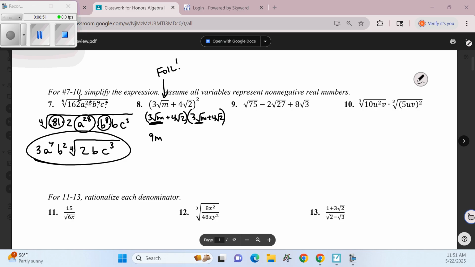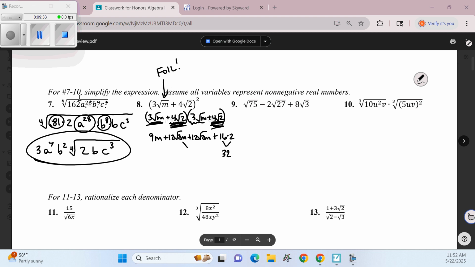For our outside terms, that would be 3 times 4 on the outside is a 12. Square roots of m and 2 are both inside the radical, so square roots of 2m. And then again, similarly on the inside, very similar situation, we have another plus 12 square roots of 2m. And then finally, our last terms, this guy and this guy. 4 times 4 is 16, so plus 16. And then the square root of 2 times square root of 2 is 2 with no more radical. So this actually becomes a 32, no more radical for that last term.